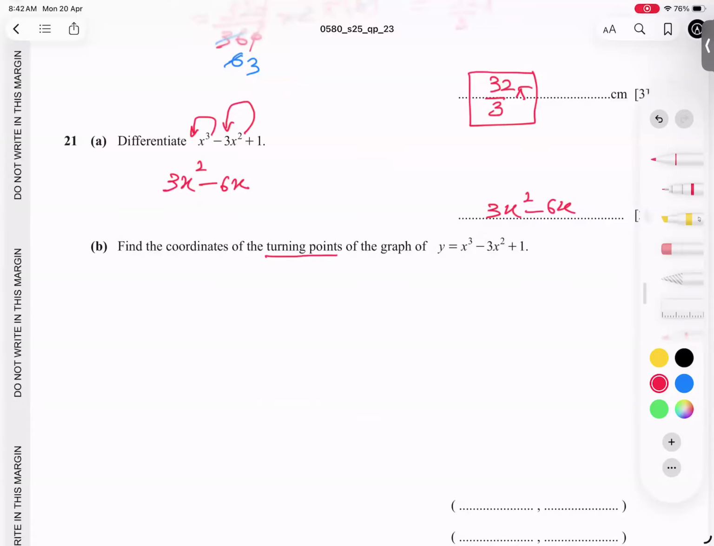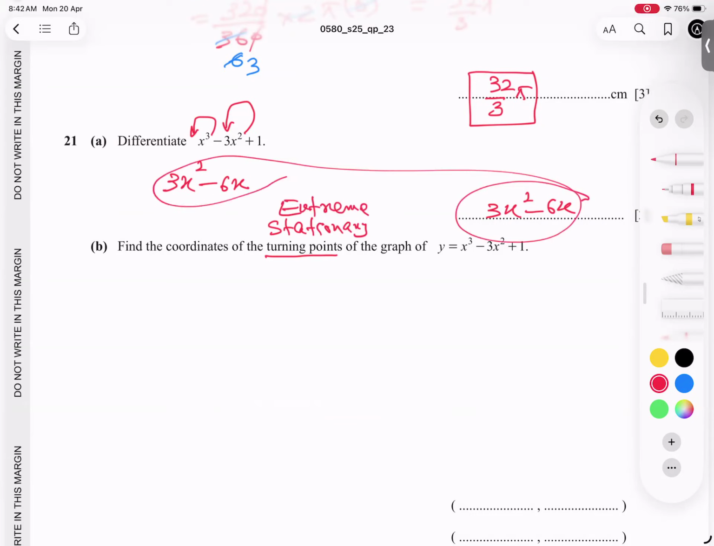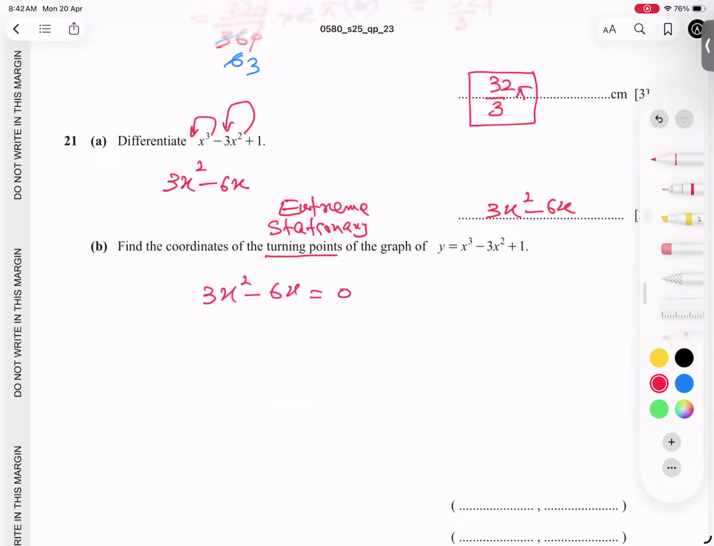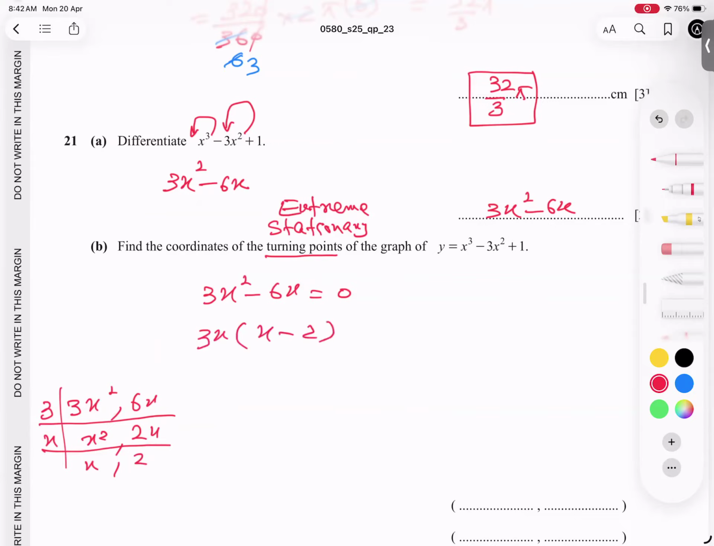Second, he's asking turning point. He asks you turning point, he asks you stationary point, he asks you extreme point. Every time we will plug in the derivative, this differentiation will be put equal to 0. What is common from here, you know it very well, it is not a hard job. This I'm doing for some students, they're weak in the factorization. 3 common, 3 2 times. Now x common, single x and 2. So what is our common portion? 3x. What is left inside? x minus 2.